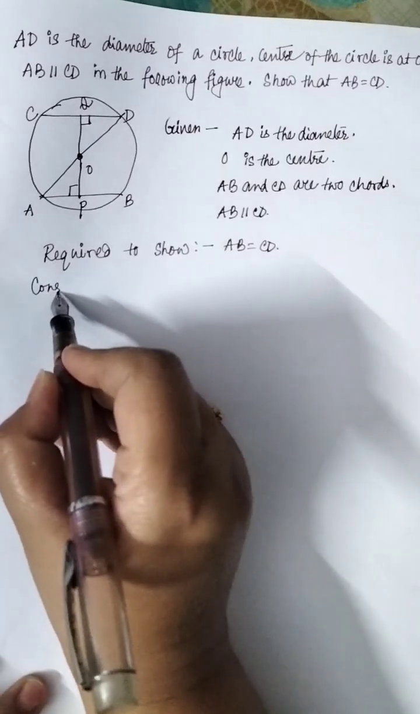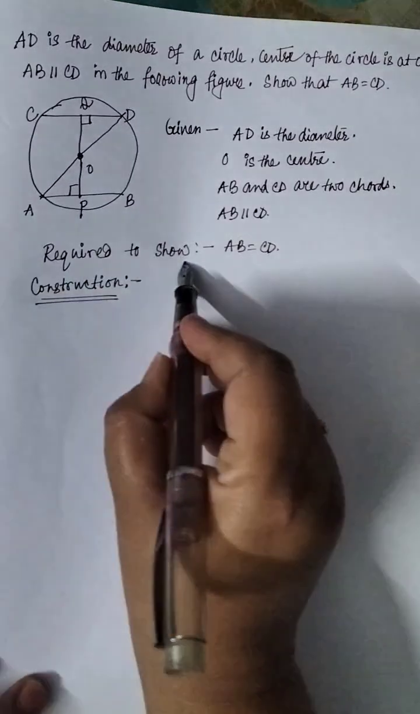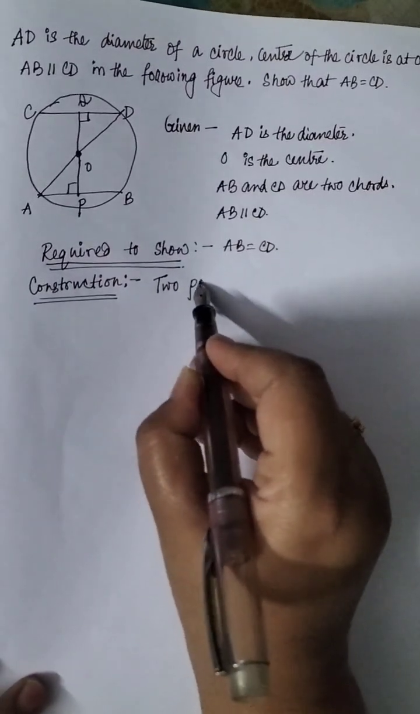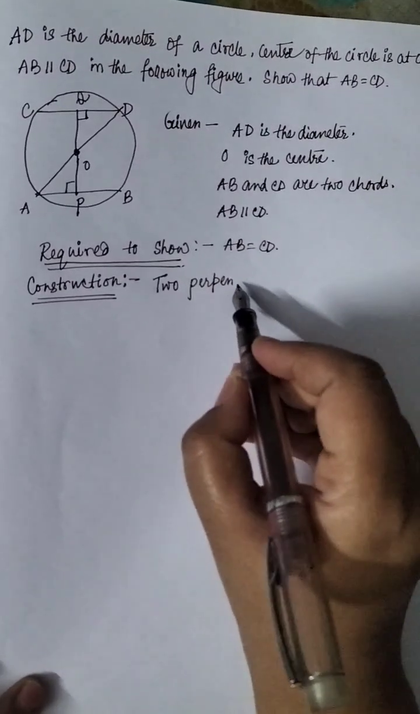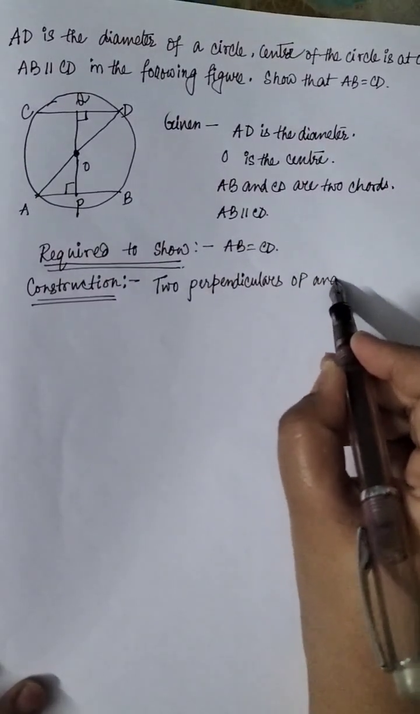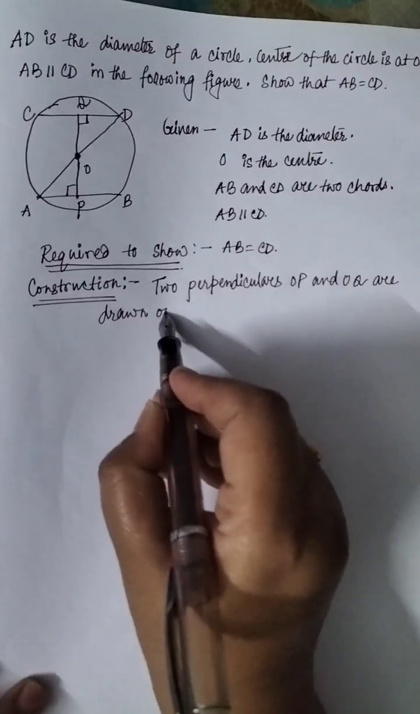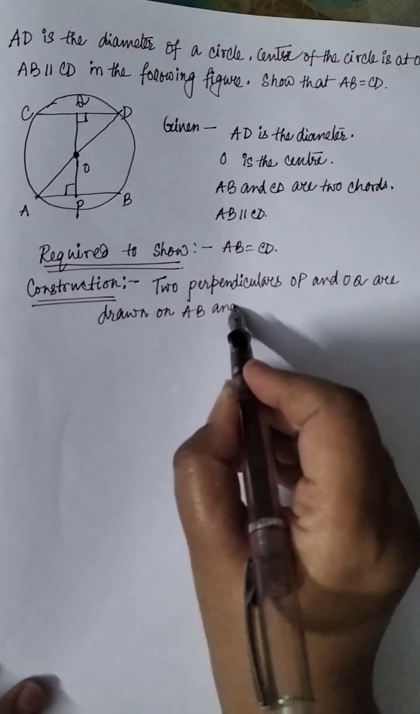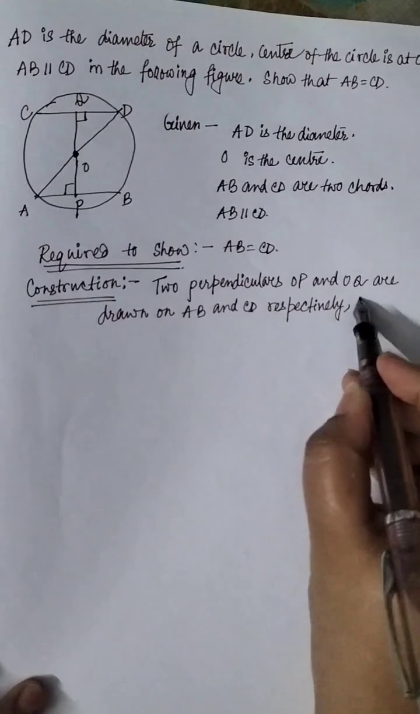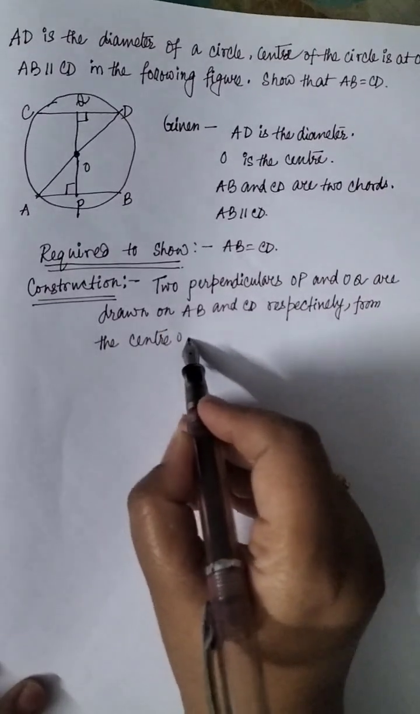First we have to mention this construction. Two perpendiculars OP and OQ are drawn on AB and CD respectively from the center O.